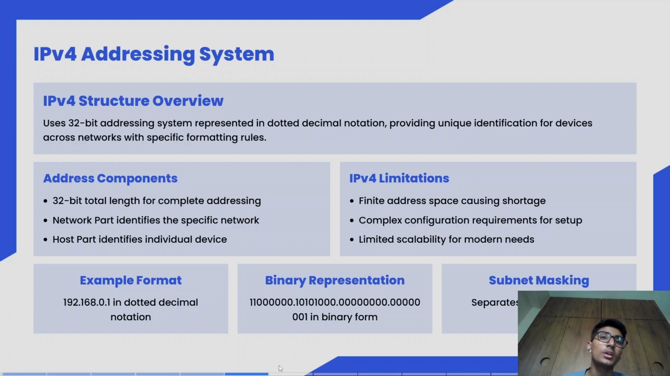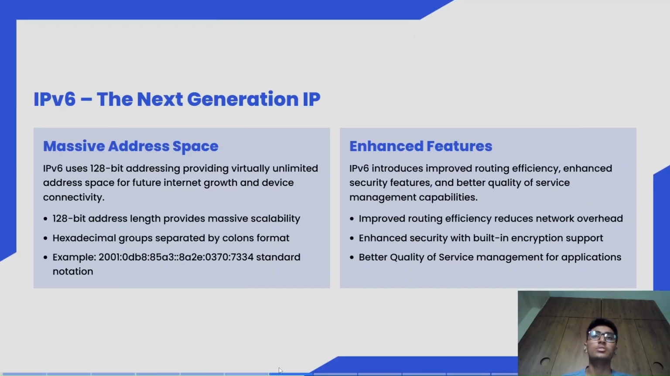Now let's talk about the limitations of IPv4. The main drawback is the finite address space, which is currently causing a shortage worldwide. This, along with complex configuration and limited scalability, drives the need for the next version. So now, due to several limitations of IPv4, we need a new generation IP, which is IPv6, a necessary successor. So you might be thinking, why? Let's discuss point by point. The first one is the massive address space. It uses 128-bit addressing, providing a virtually unlimited address space for future internet growth and device connectivity.